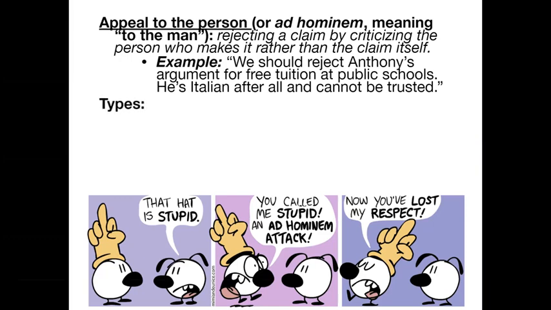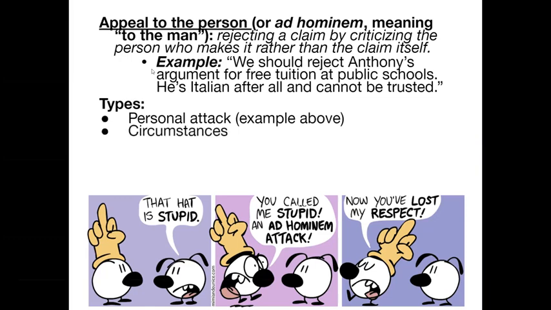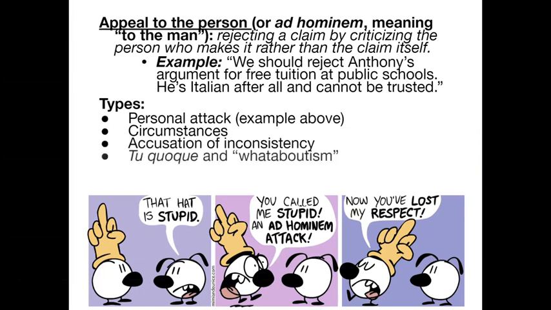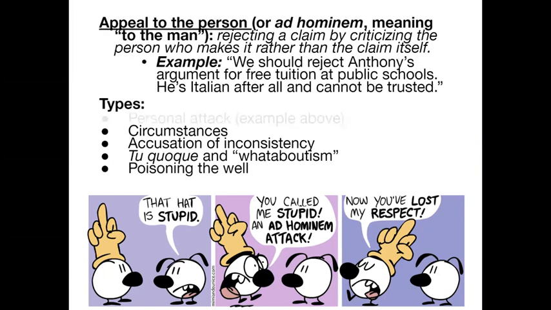The appeal to the person fallacy comes in a couple of different varieties. So the personal attack, which is in the example here. There's also the circumstantial ad hominem, which we'll talk about in a second. The inconsistency ad hominem, the tu quoque, and also whataboutism, which is a very, very common form of the tu quoque ad hominem fallacy, and also poisoning the well, which we'll talk about in turn.